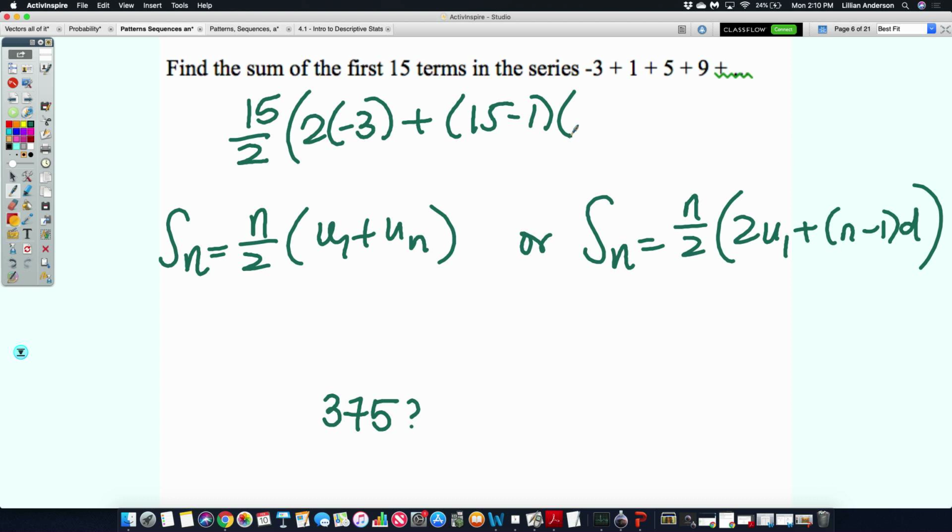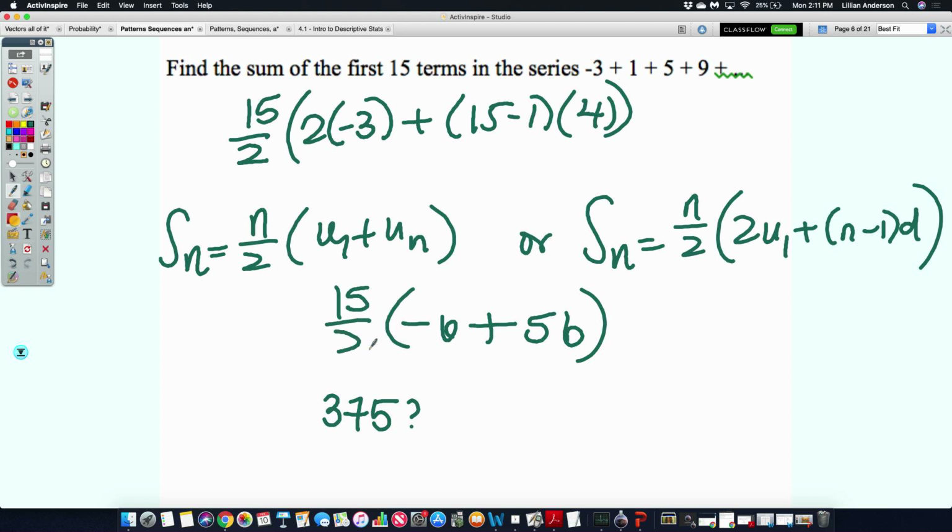Very strong. What's the common difference? 4. Good stuff. So then this becomes 14 times 4, which is 56. 56 minus 6 is 50. 7.5. Wait, no. Hold up. I didn't do 7.5. I divided 50 by 2 and then multiplied 25 by 15. I multiplied 50 times 15 and then. Okay. So we do know that this is 50.